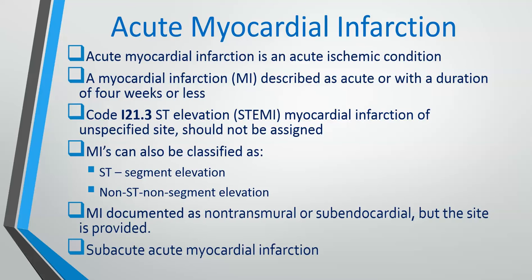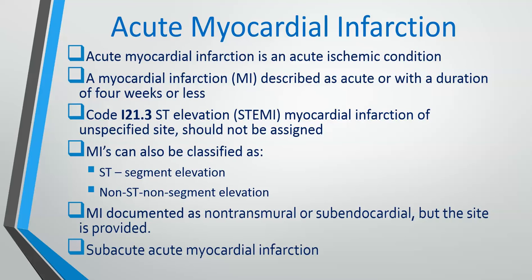So myocardial infarctions can also be classified according to whether they're an ST segment elevation or a non-ST segment elevation. If there's no information regarding whether there is an ST or non-ST elevation, or information regarding the site of the myocardial infarction, coders should assign I21.3. So if a myocardial infarction is documented as non-transmural or subendocardial, but the site is provided, it is still coded as a subendocardial myocardial infarction, I21.4, NSTEMI.